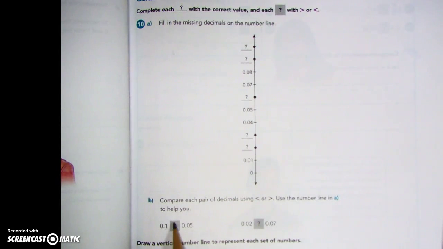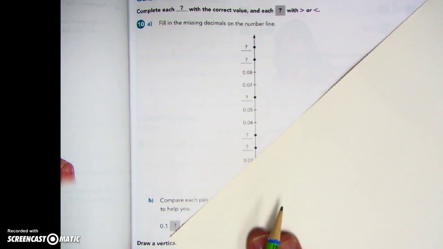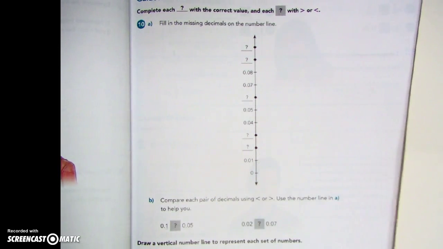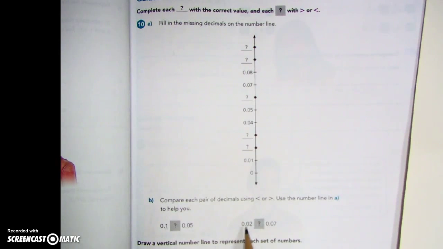So this one is actually going to be bigger. So the alligator, remember, wants to eat the bigger one. So we would go ahead and put that there so that we would see. So hopefully you can do B on your own by looking at the tenths and the hundredths place and see which one is actually bigger. These are both in the hundredths place, so it's pretty basic. You can do it with the same numbers in the same placement.